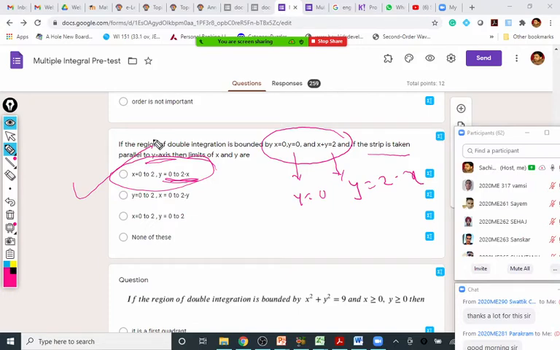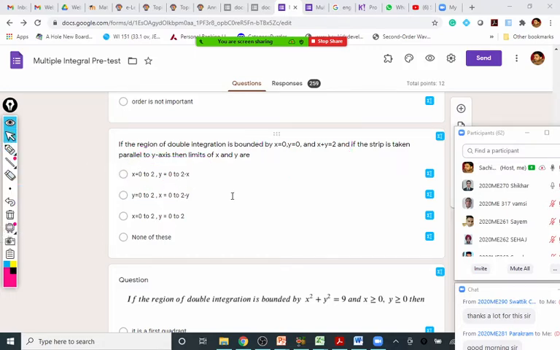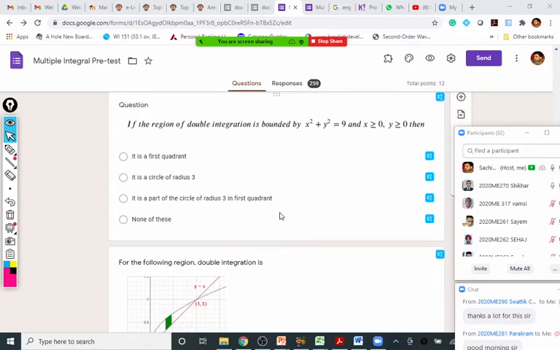Any doubt? Otherwise, you can draw the region. If you have some confusion, you can draw the region there. Yes, next question we have. Third option. Okay, very good.